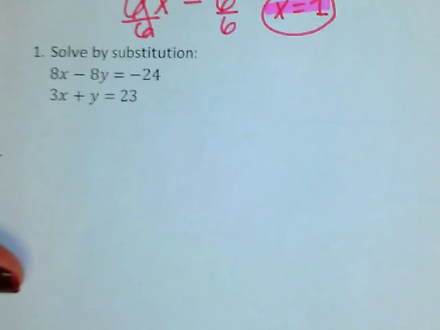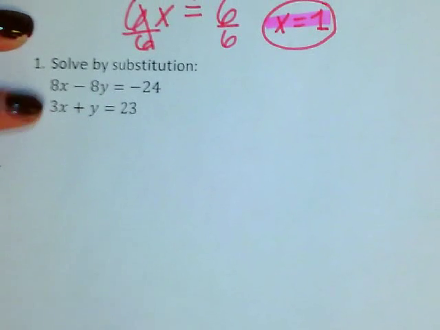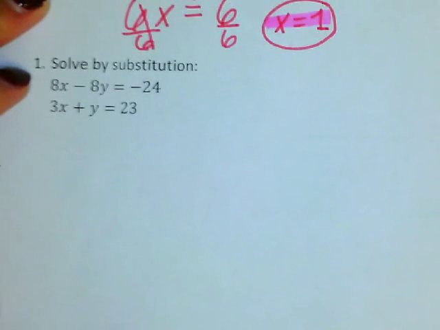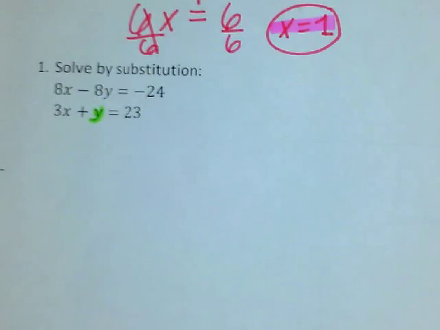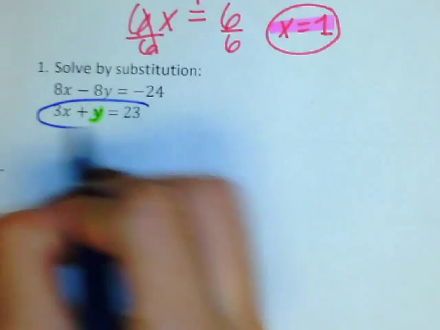So question one of the independent practice, again, I'm substituting, so I'm going to look at both of the equations and see which one's the easiest one to start with. And the easiest one would be the second one because there's a y already by itself. So to solve for it, I only have to move the x over. So I'm going to start with that equation over here.